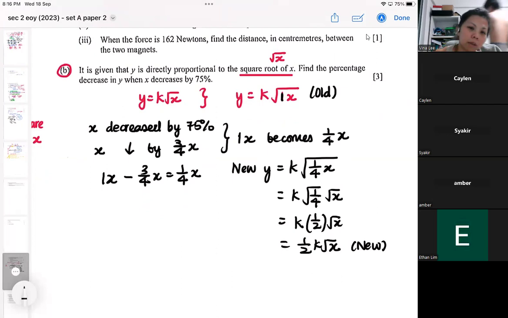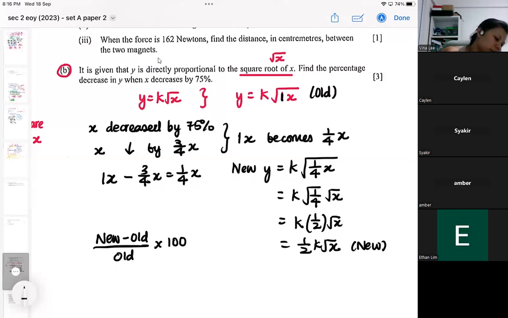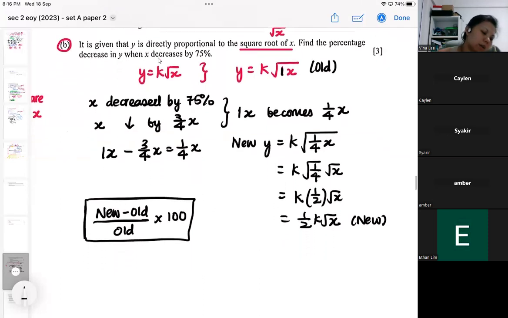If you want the percentage decrease, you use the new minus old divided by the old. Yes, you can put 1/4 as 0.25, it's fine. So this is the percentage. I think somebody asked me this percentage thing, I can't remember who. Okay, so you put the new minus old divided by old times 100.